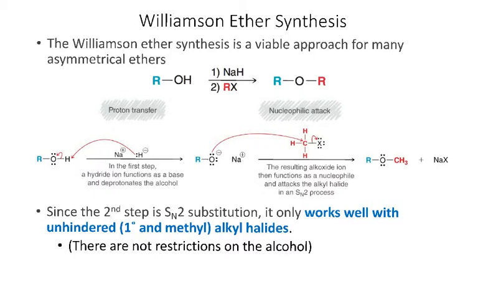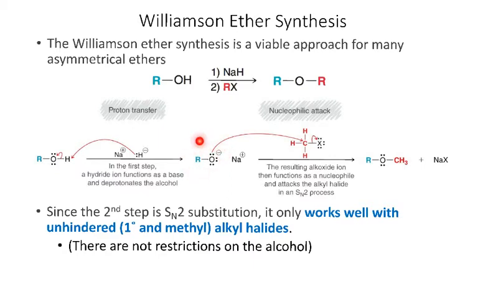Now, the mechanism is pretty straightforward. So we learned last chapter that we could use sodium hydride to deprotonate an alcohol. And so that's what happens in the first step. So we have the sodium hydride, right? We have the proton transfer, where the hydride ion steals the hydrogen from the alcohol. That bond becomes a lone pair on the oxygen, right? That makes an alkoxide ion, right?